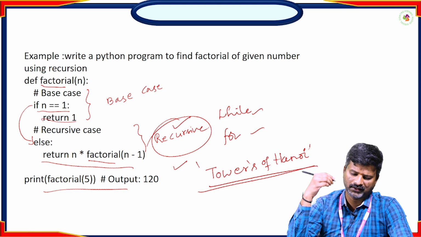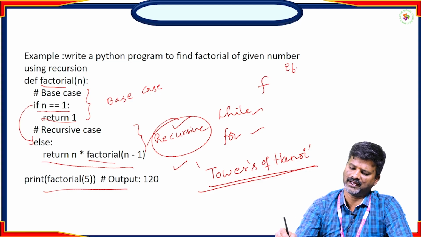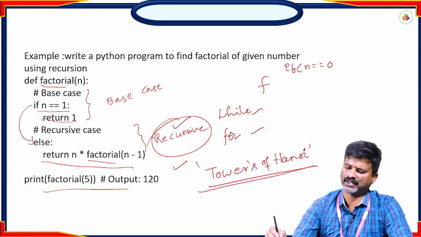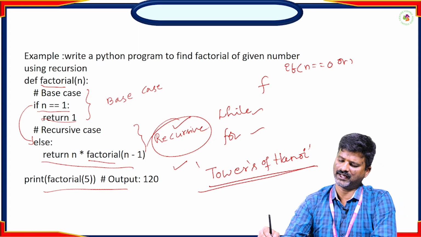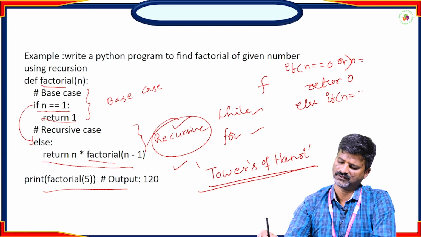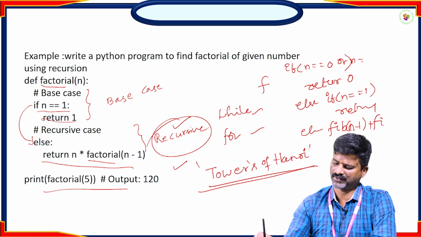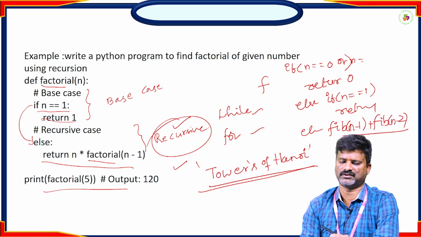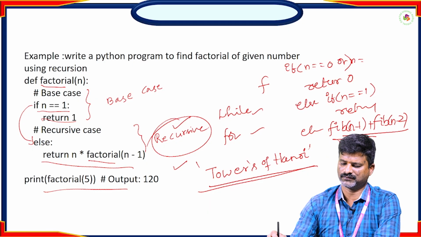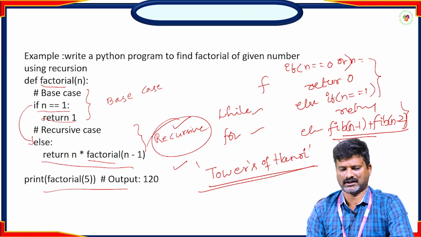Not only this, you can create multiple, like the Fibonacci series. For the Fibonacci series, if n is equal to 0, return simply 0. Else, if n is equal to 1, return 1. Otherwise, FIB of n minus 1 plus FIB of n minus 2. Like this, you can define. So first you need to define the base case, then after that you need to define the recursive case for any recursive application.